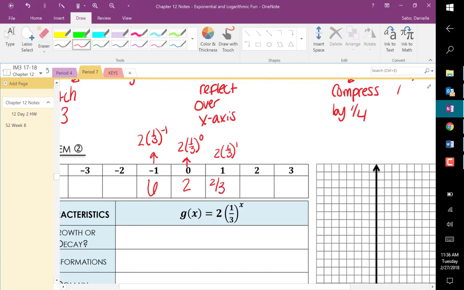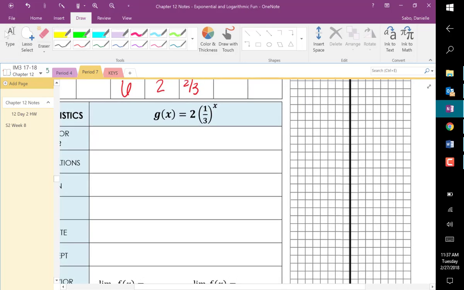Again, more than welcome to plug that in your calculator. 2 times 1/3 is just 2 over 3 because you multiply only the tops, because technically it's 2 over 1. I don't really care about the other points, so I'm not really worried about it, but let's graph those out.